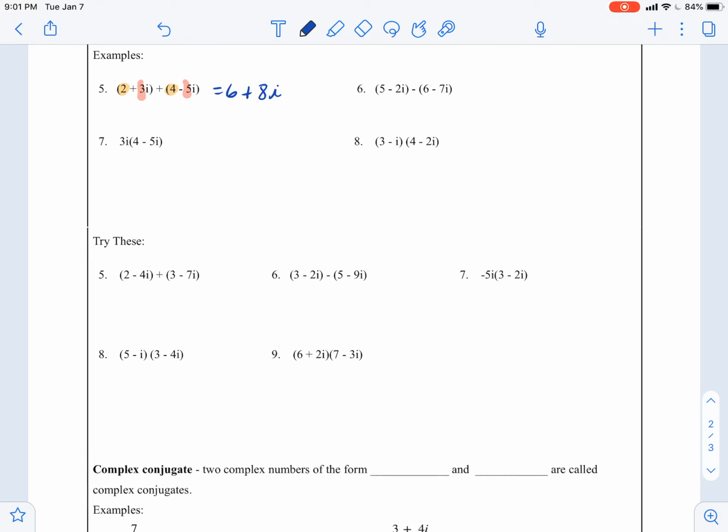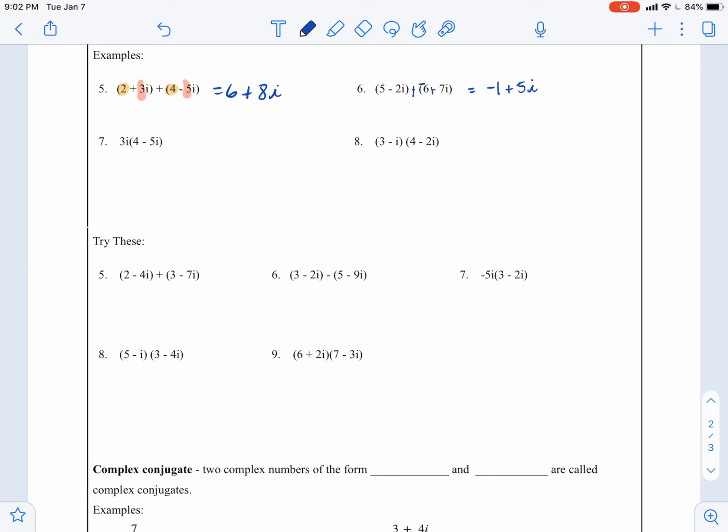Let me do a negative one for you here real quick. Again, I'm going to change signs. So I have 5 minus 6, which is a negative 1. I have a negative 2 plus 7, which would be a plus 5i. Don't make it difficult.